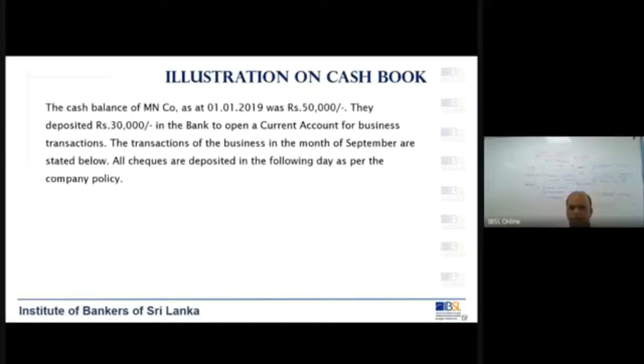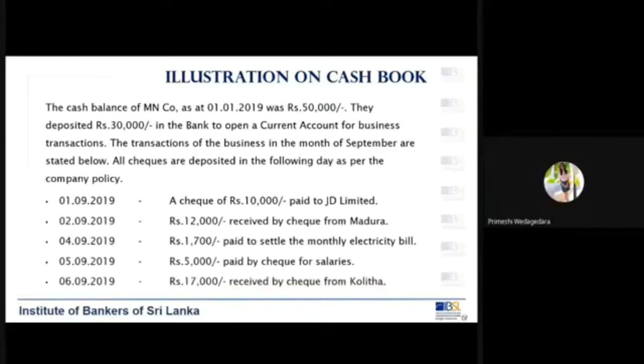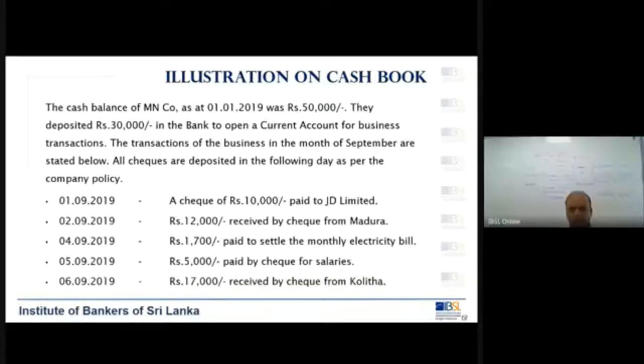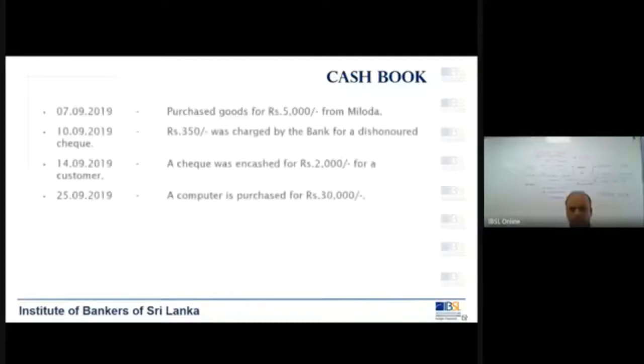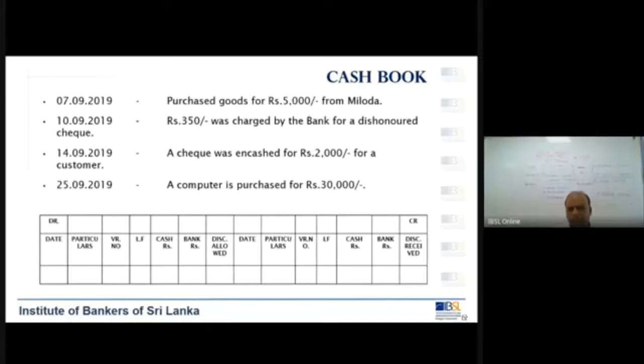After that, what I have is a small example for you to record these transactions in the cash book. There are 9 transactions. So what I want is for you all to give it a try, to record these transactions in the cash book shown below. You have to draw up this cash book.